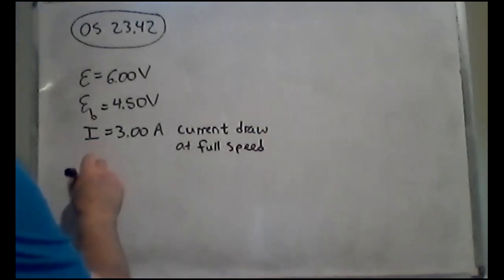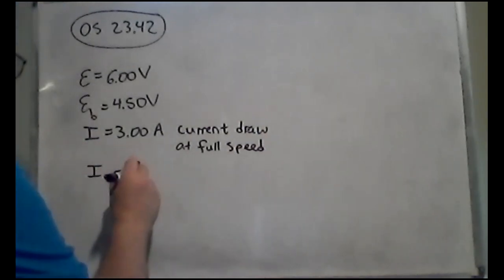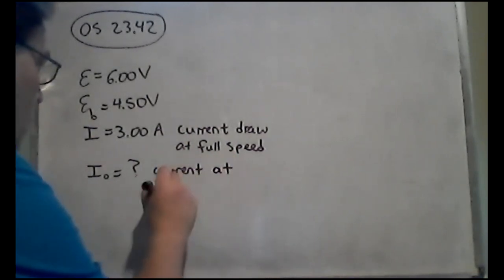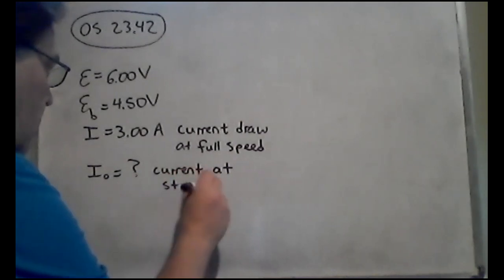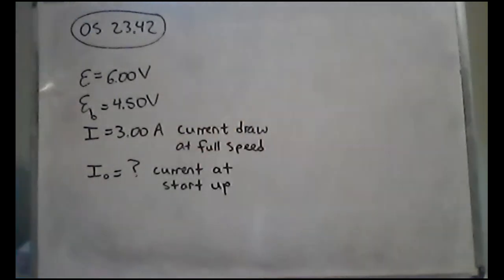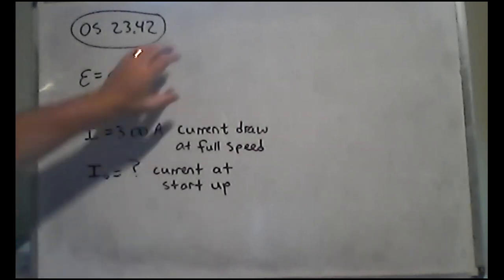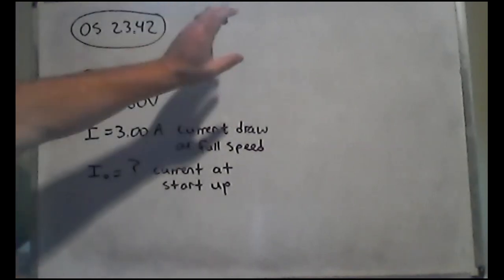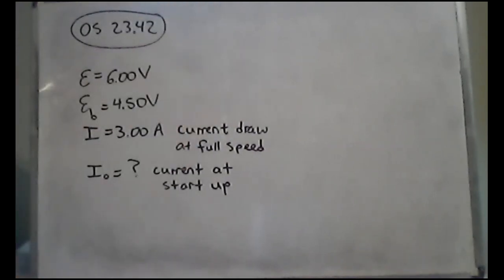What I want to know is what is the current at startup? That's what I want to know. All right. So again, it's going to be a very similar problem. I need to find a resistance. I don't know about the current at startup, so I don't have enough information really to discuss. I need the resistance to be able to actually branch from information that I know when the motor is going at full operational speed to the motor at startup.